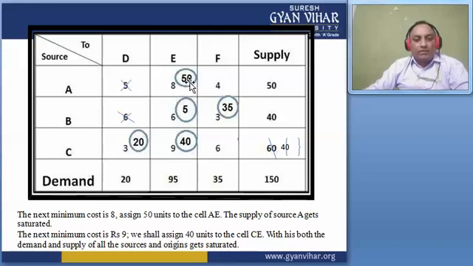Assign 50 units from the supply of the source A, and the next minimum cost is 9. We shall assign 40 units to the cell CE. With this, both the demand and supply of all the sources and destinations get satisfied.